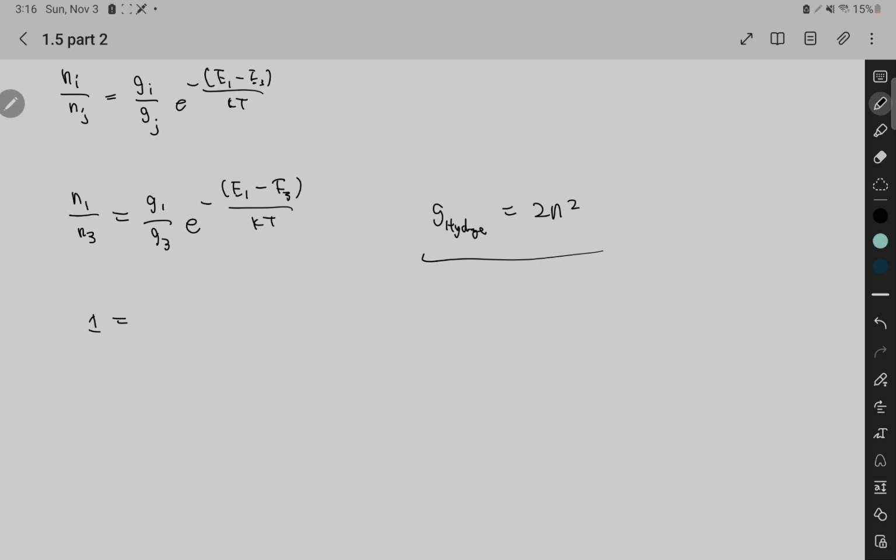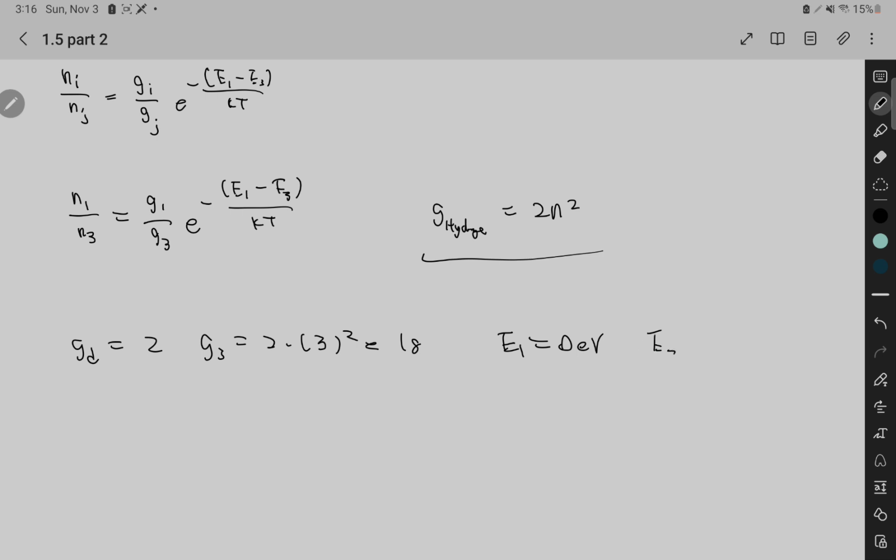And G1 is going to be what? 2 times 1 squared, so that's going to be 2. So let's write what we have here. G1 is going to be 2. G3 is going to be 2 times 3 squared, which is 18. And then E1 is going to be 0 eV because we're at the ground state, right?